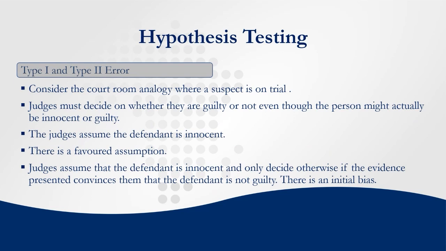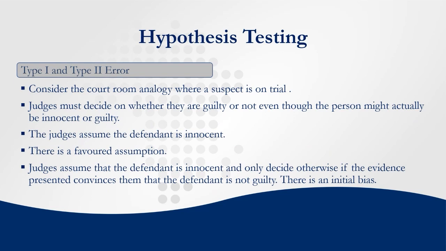So there are two errors that we can potentially commit, type 1 and type 2 error. If we go back to the courtroom situation, we say that everything is based on what? On evidence. If there's someone on trial, the judge has to decide whether they are guilty or not guilty, even though the person might be innocent or they might be guilty.